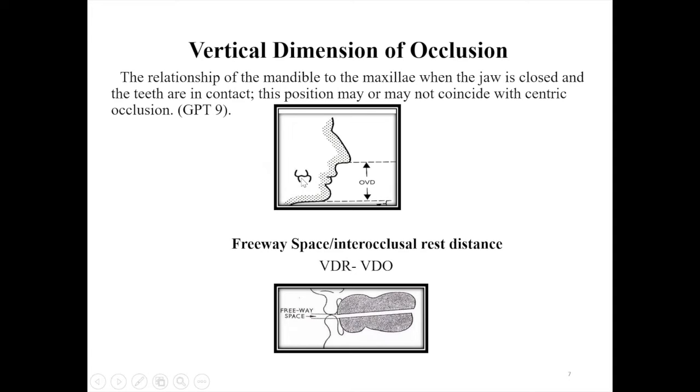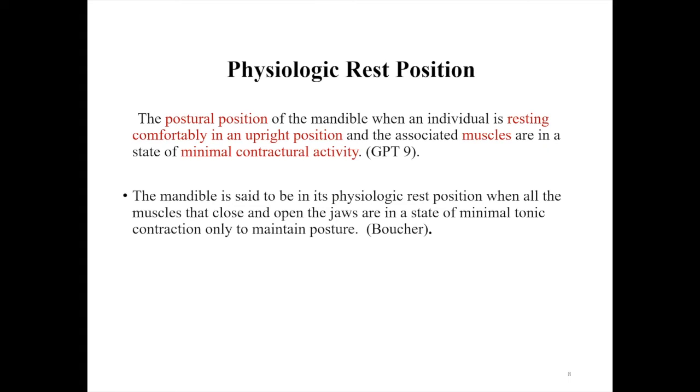Coming to the freeway space, or the interocclusal rest distance, it is calculated by subtracting the vertical dimension of occlusion from the vertical dimension at rest. It's nothing but the distance between the occluding surfaces of the upper and the lower teeth when the mandible is in its physiologic rest position. So the significance of this physiologic rest position is the relaxation of the masticatory apparatus, minimal activity in elevator and depressor muscles, and no strain on the TMJ capsules.